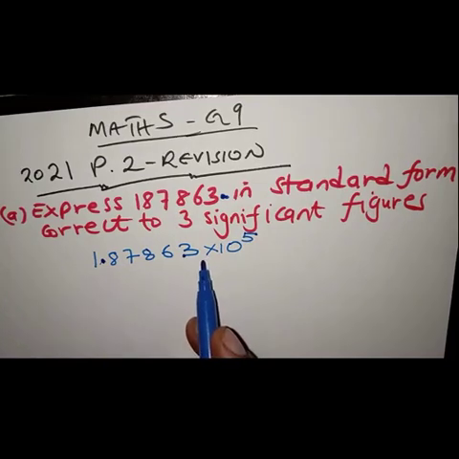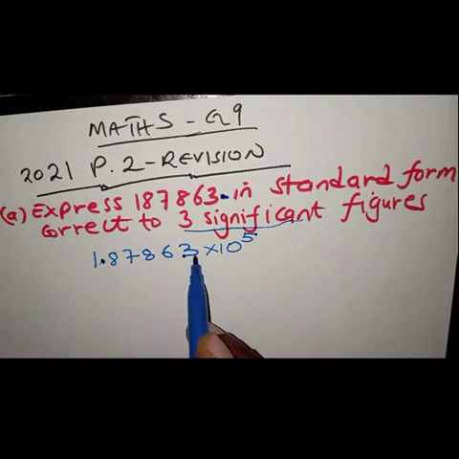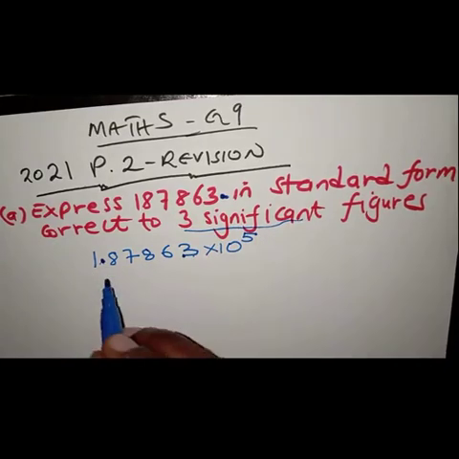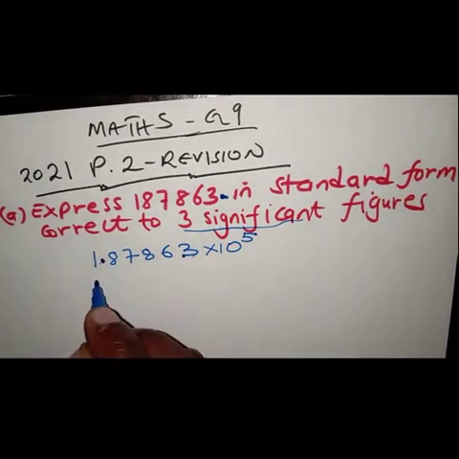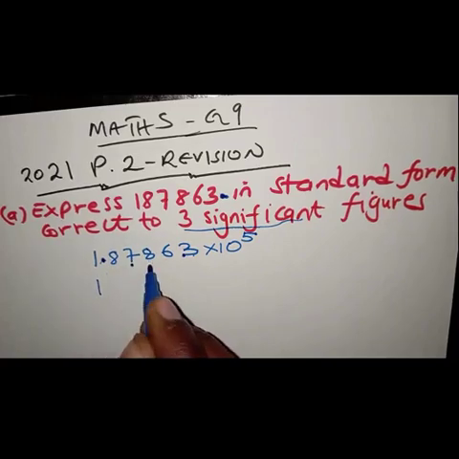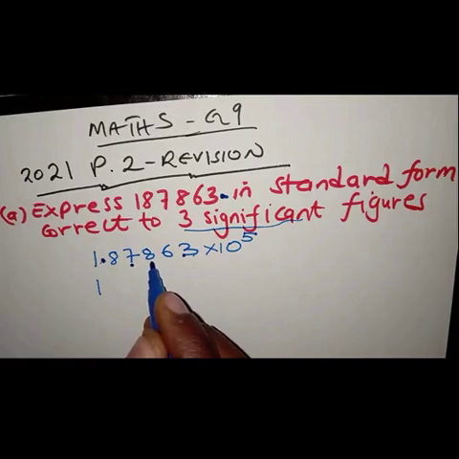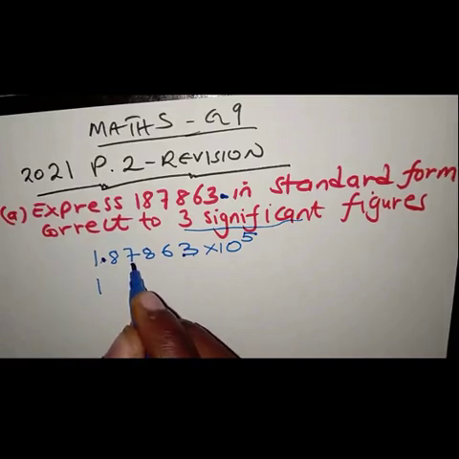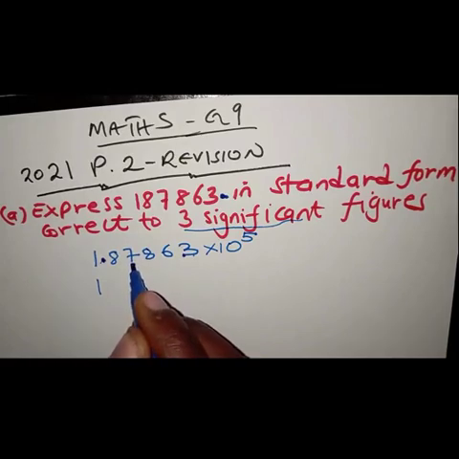That's standard form. Then later, let's consider 3 significant figures. So all these numbers are significant. So it means you target only 3. You target only 3. So you write 1.87. When you stand on the third number, look at the next number here. If the next number is 5 and above, you add 1 to this. If this next number is 4 and below, you don't add 1 to this 7. So in this case, the next number is 5 and above, so we add a 1 to 7.